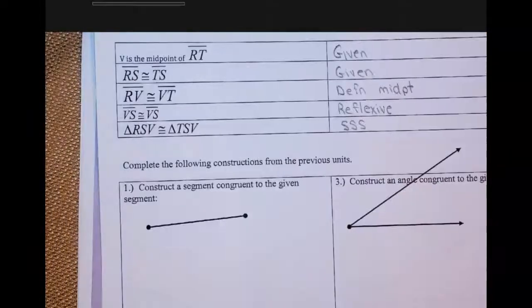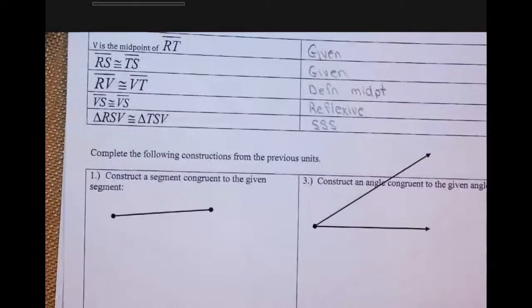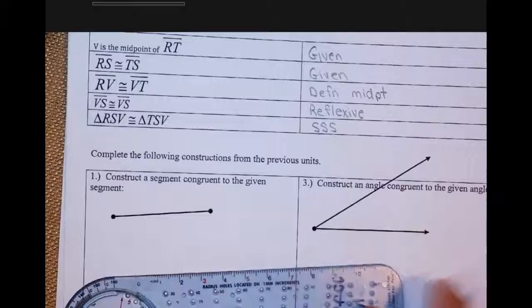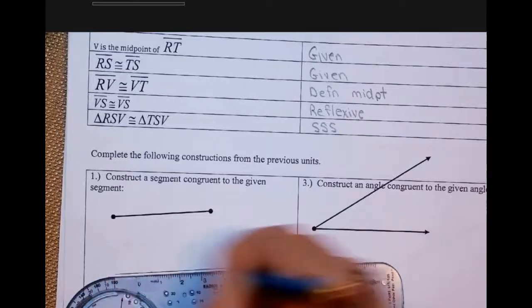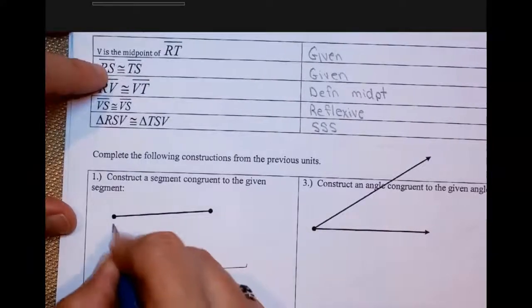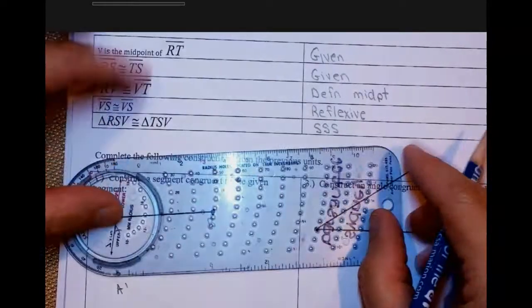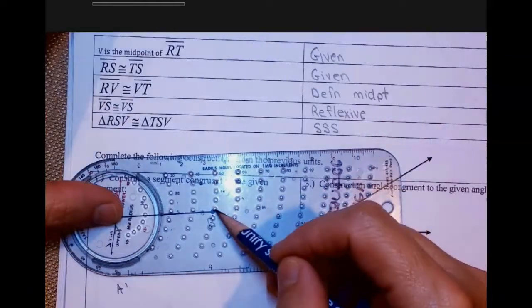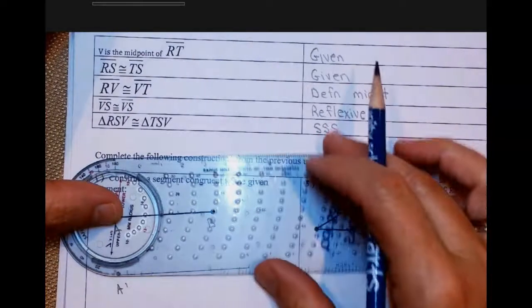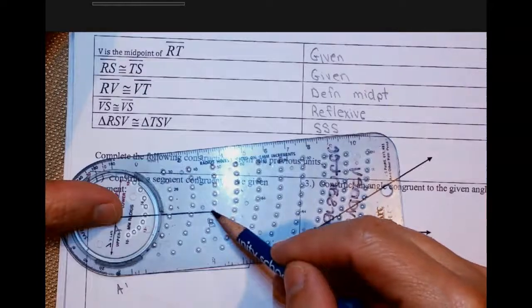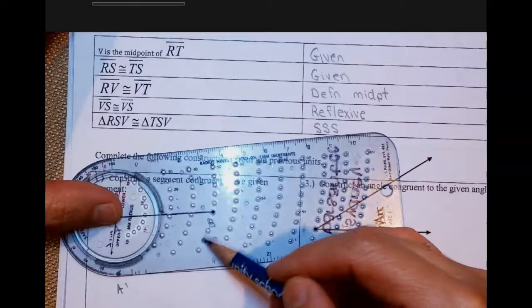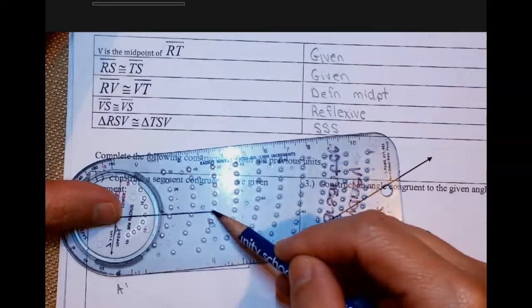They want us to construct a segment congruent to the given segment. So I'm going to come down here. I'm starting off with a segment larger than that given one. I'm going to label this AB. This is A prime. So I'm putting my pivot point at A, and I'm looking for what corresponding hole matches up with point B. And we should all end up with the same.